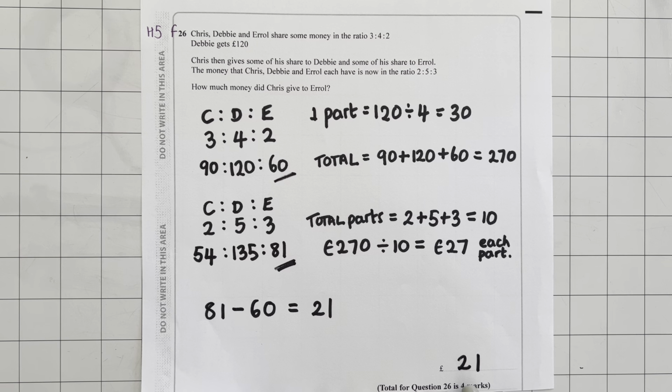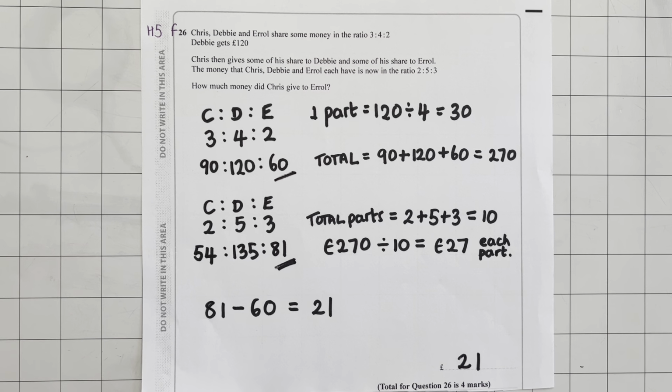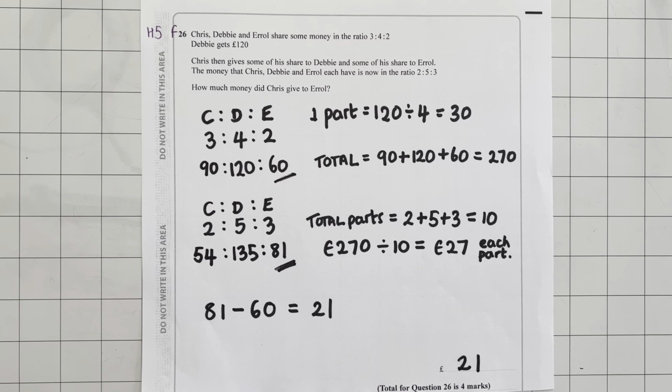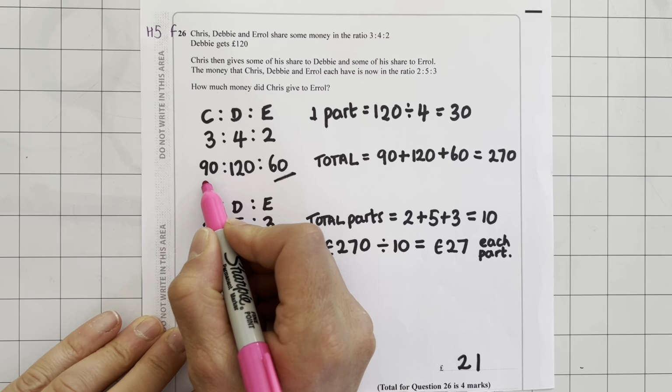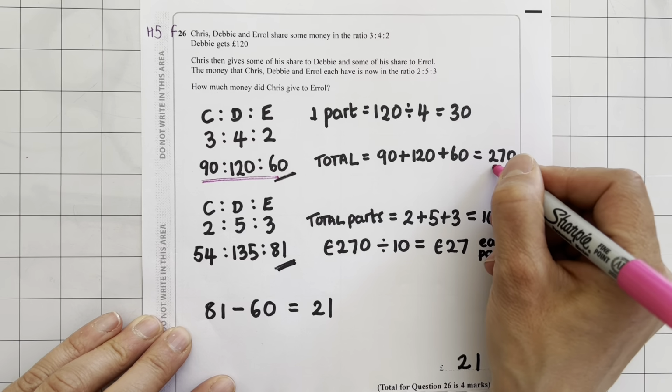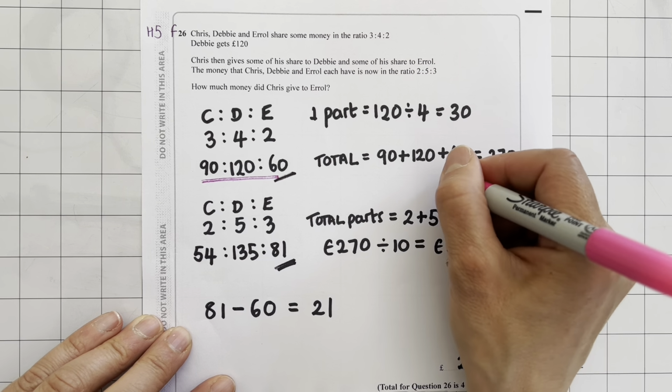This is a 4-mark question. If you have an answer of £21, you will get the 4 marks. Otherwise, there may be some marks for your working. There is 1 mark for either finding out how the initial money was split or for finding the total amount of money.